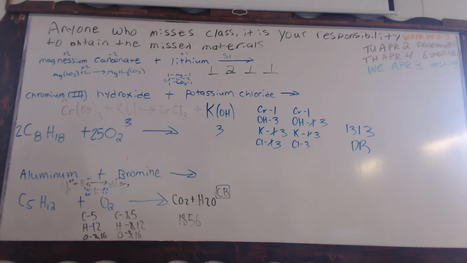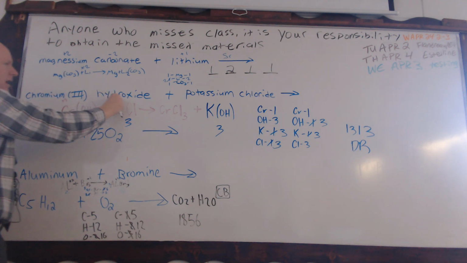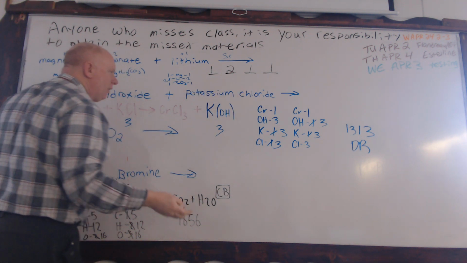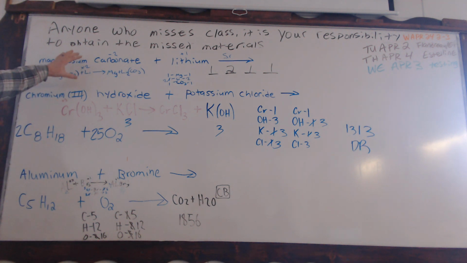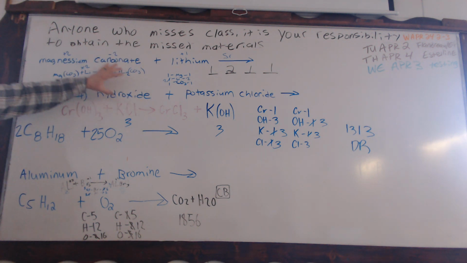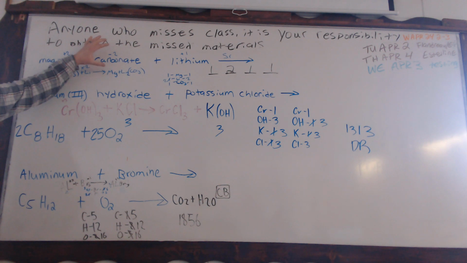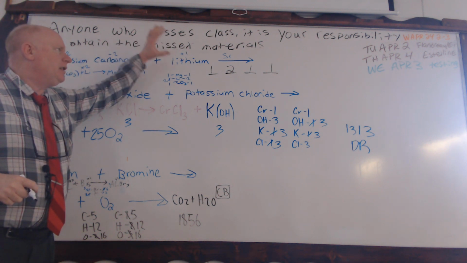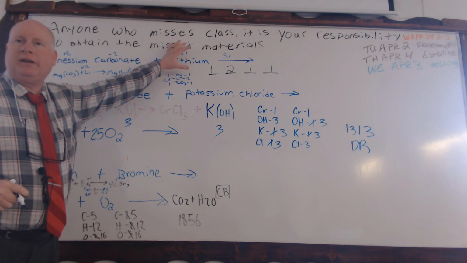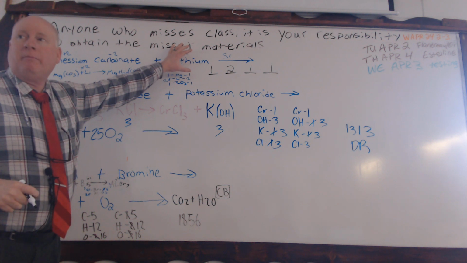Okay. So then we moved from this magnesium carbonate plus lithium, a single replacement reaction, to chromium 3 hydroxide plus potassium chloride. Do we see a slight difference between these two reactions? Magnesium carbonate, is that a molecule or a compound? That is a compound. What about lithium? Is that just a metal? Is it a compound, or what is it? It's not a molecule. Yeah, it's a metal.